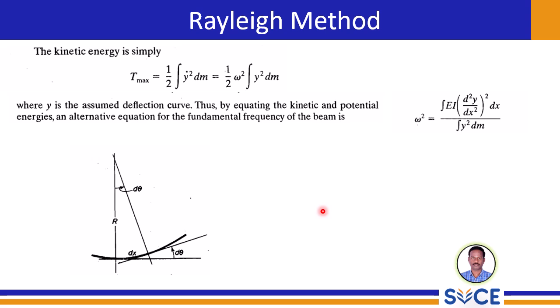While Dunkerley's method focused on the influence of discrete masses or loads, this energy method considers the continuous mass and stiffness distribution of the beam.